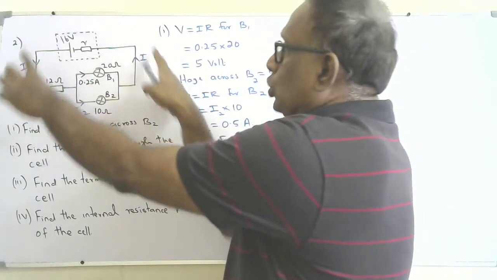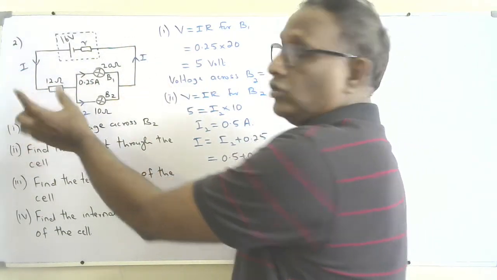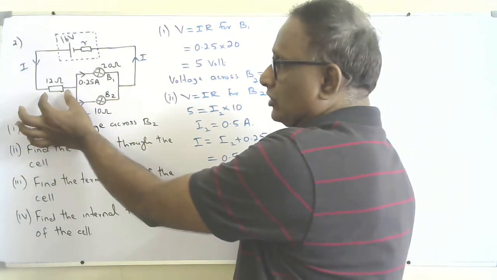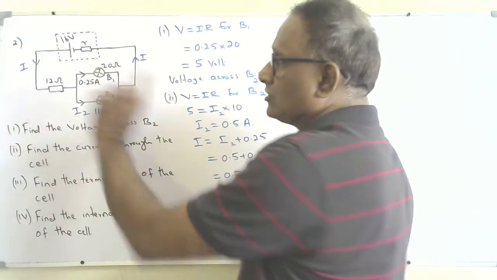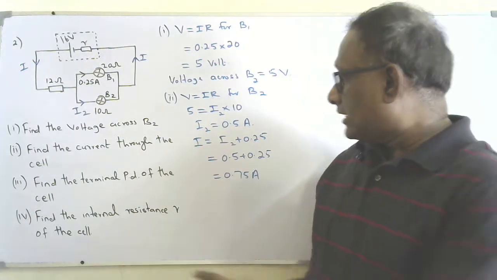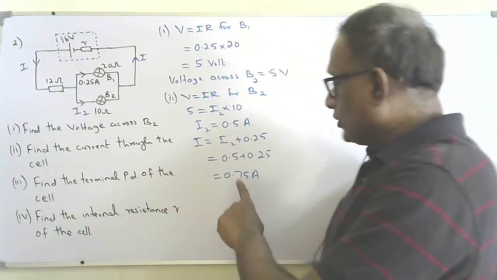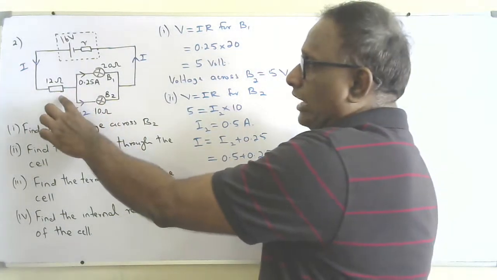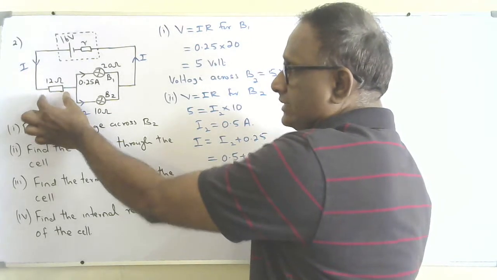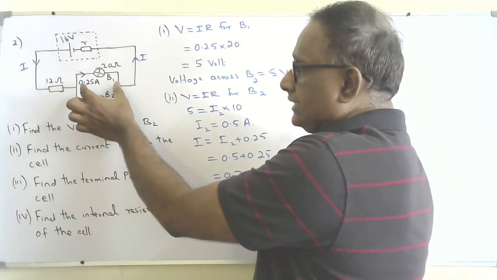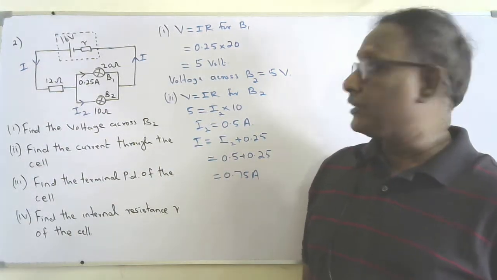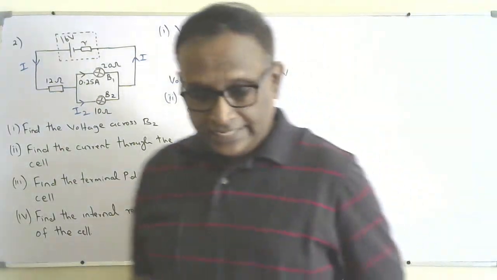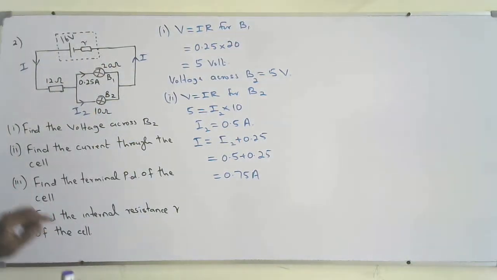That will be the sum of the voltage across the 12 ohm resistor and the junction. I can find the voltage across the 12 ohm by using V equal IR. I know the current through the 12 ohm, that is 0.75 into 12 is the voltage across the 12 ohm resistor. And the voltage across the junction is the same as the voltage across either B1 or B2. That also we know already, that is 5 volt. So I can find the terminal potential difference. First I will find the voltage across 12 ohms.